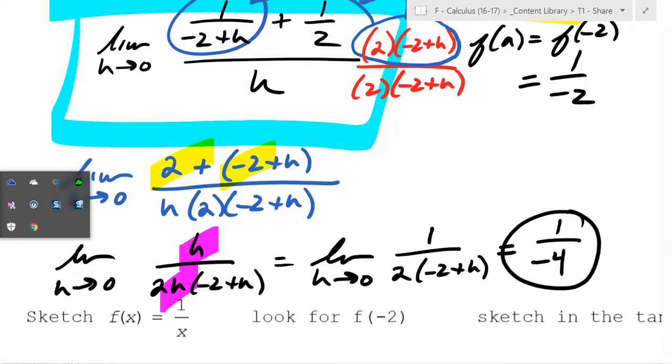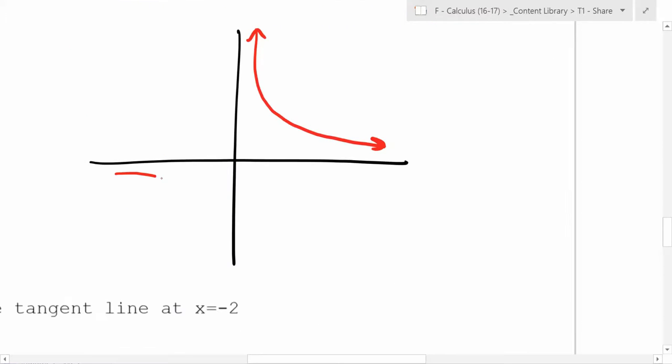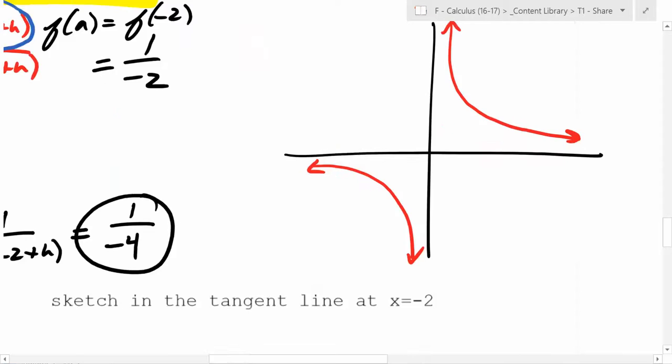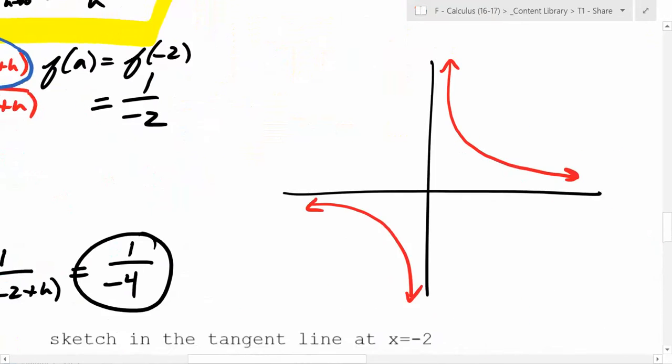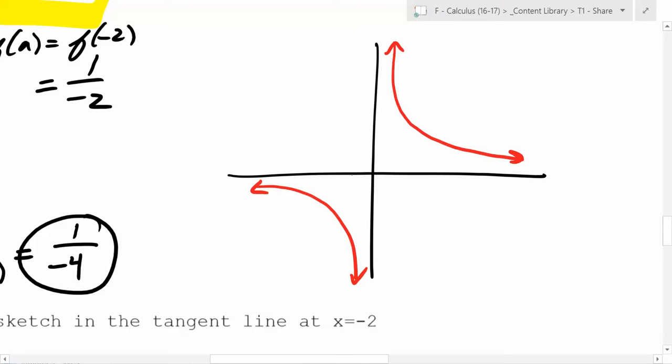What does this look like? Looks like this, right? So at x equals what? At x equals -2? Where's -2 going to be about? Let's say right about here. So you're looking at that point. What's the tangent line at that point going to look like? Is it going to have a positive or negative slope? Negative. We just found that it has actually a slope of what? -1/4. Could you find the equation of that line?